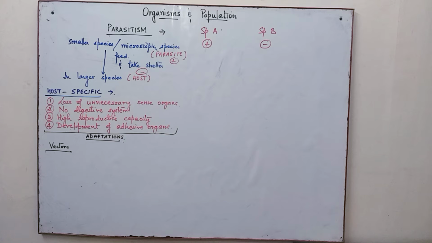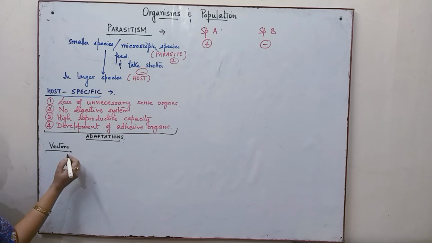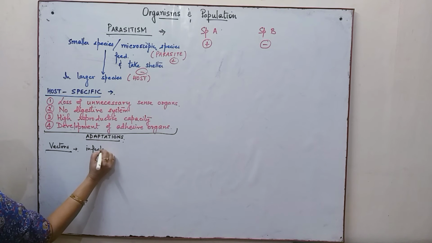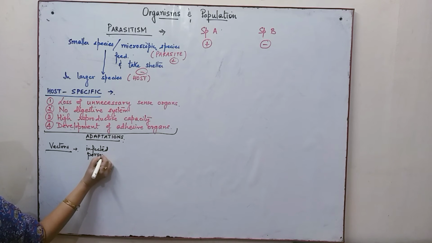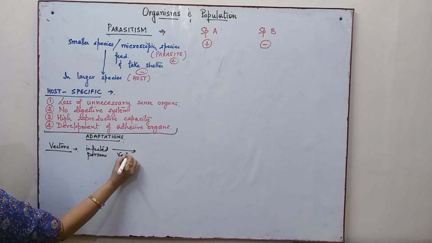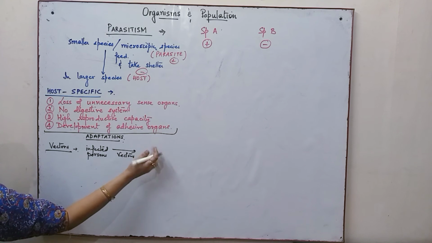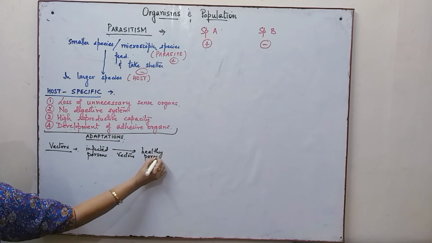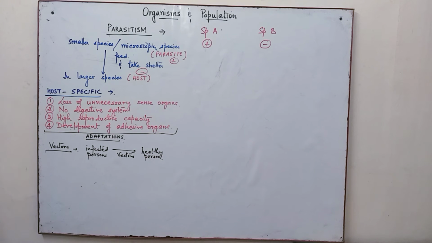Then the rabies virus is carried by the dog. So there are many examples, a dog and other animals. So there are many examples in which we see the parasites are transmitted from an infected person to the healthy person. So when we say vectors, they are infected carriers, and these vectors play a major role over here, helping in transmitting the parasite to the healthy person. So vectors sometimes are important for the transmission of the parasitic forms.